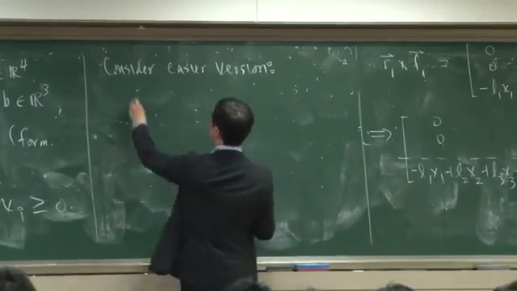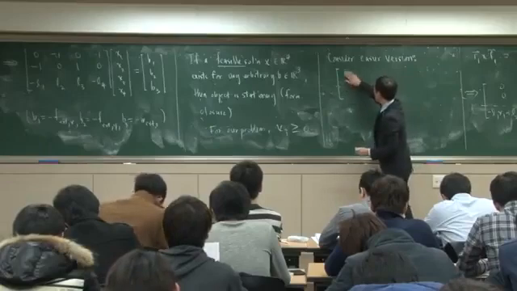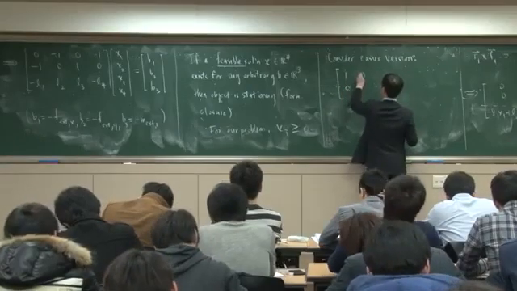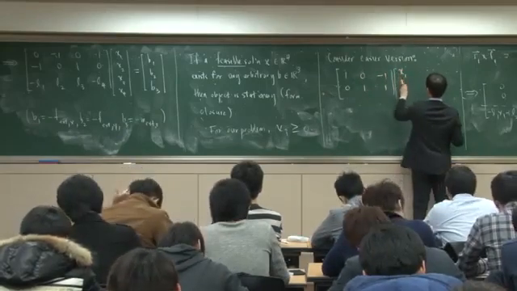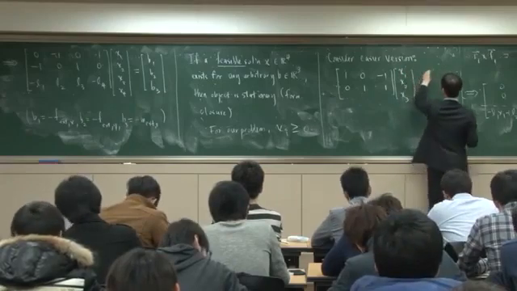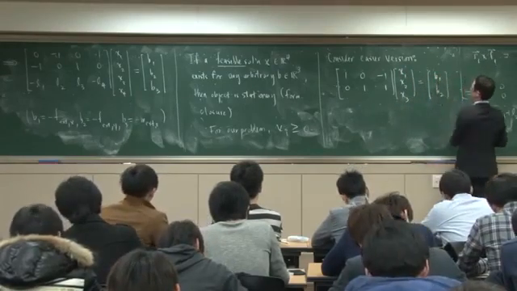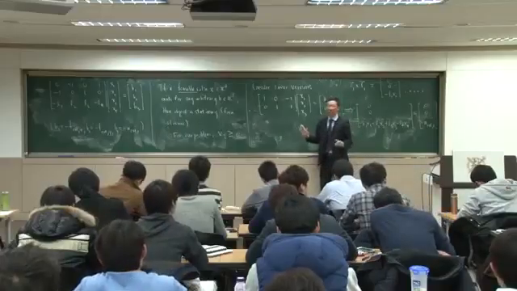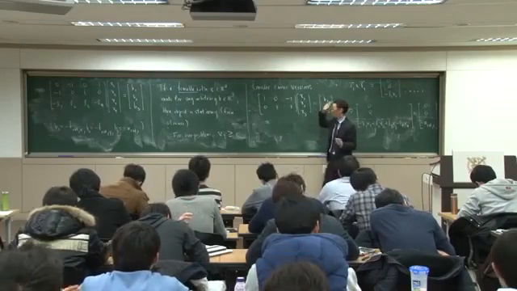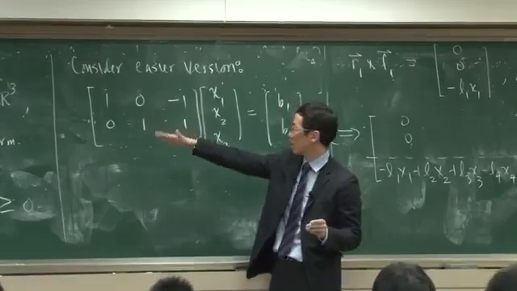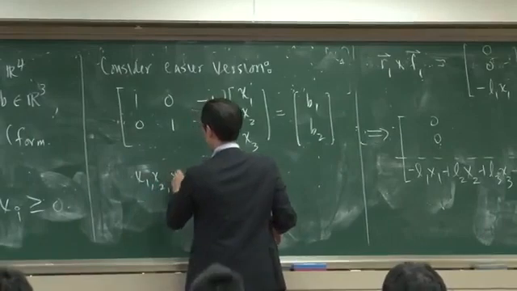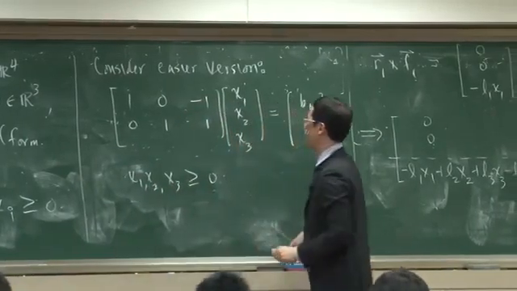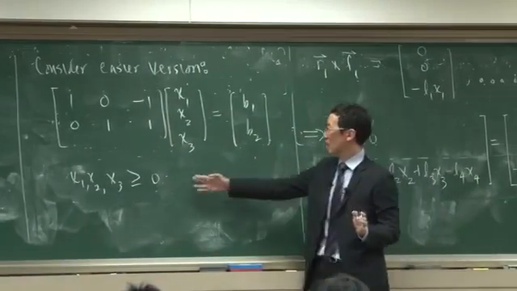Let me consider matrix A of the form 1, 0, 0, 1 and minus 1, 1. So here's x1, x2, x3 equals b1, b2. Now let's apply the same question to this equation. And here we want x1, x2, x3 also to be greater than or equal to 0. So does a solution exist for arbitrary b?